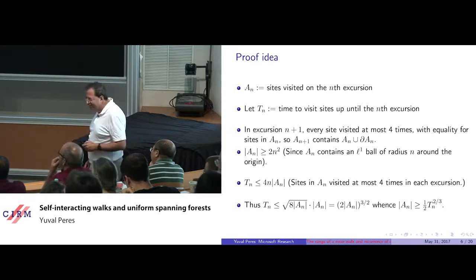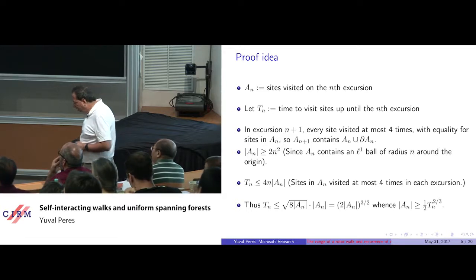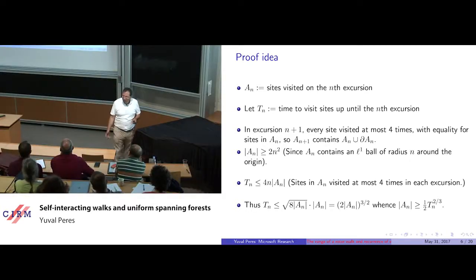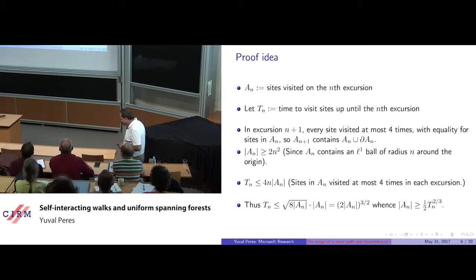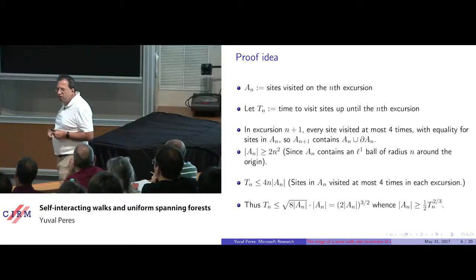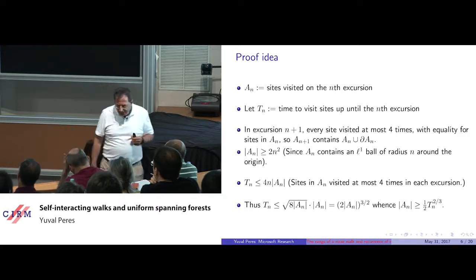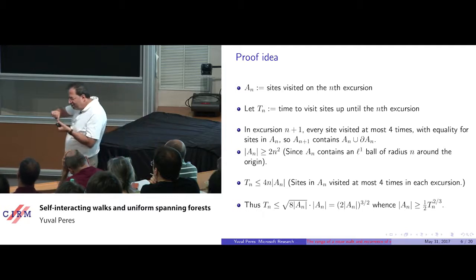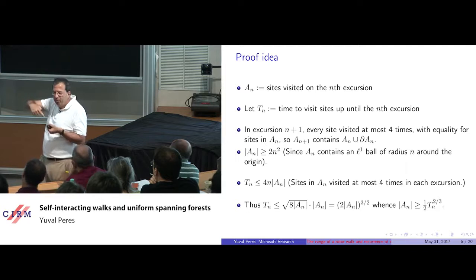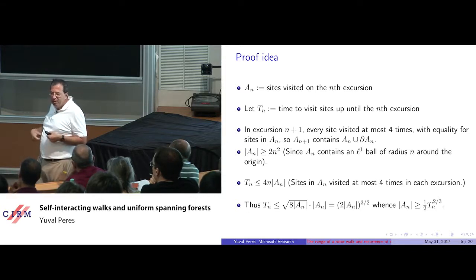So is it obvious that A_{n+1} contains A_n? Not completely obvious, but yes, it's obvious. So again, the reason is, suppose we start and some neighbor of the origin has an edge pointing towards the origin. So I claim that in an excursion, that neighbor has to be visited 4 times. So once you verify that, you can, by induction, conclude that anything with a path pointing to the origin will be visited 4 times in an excursion.